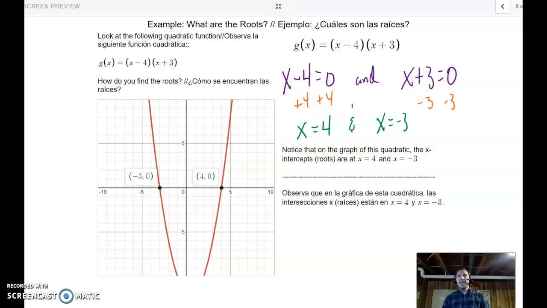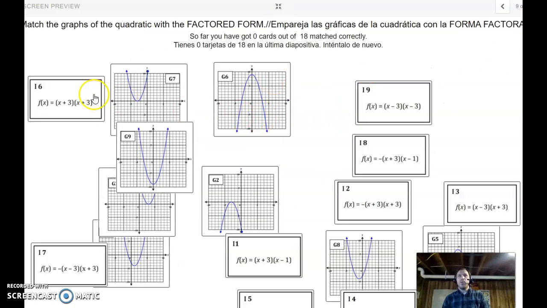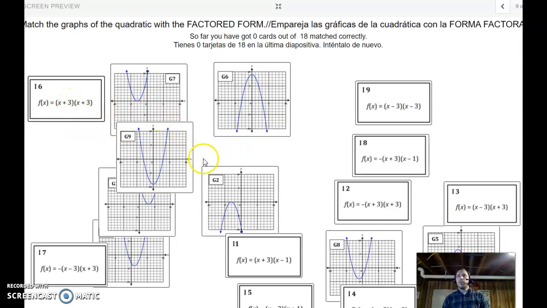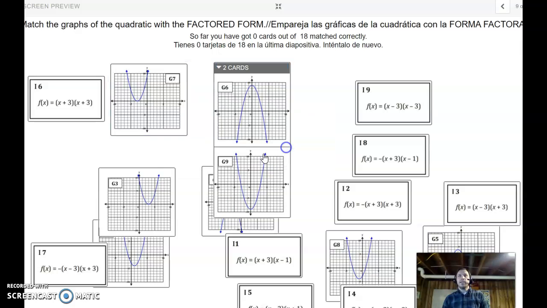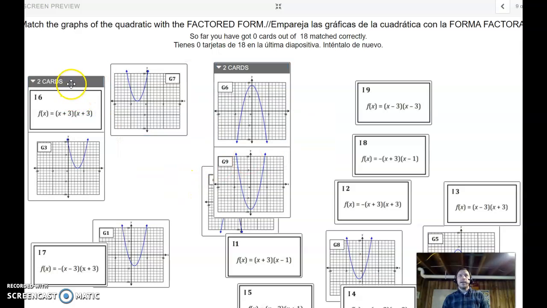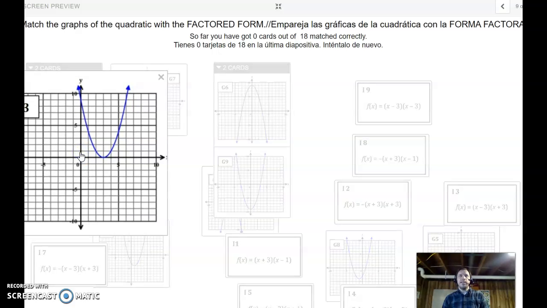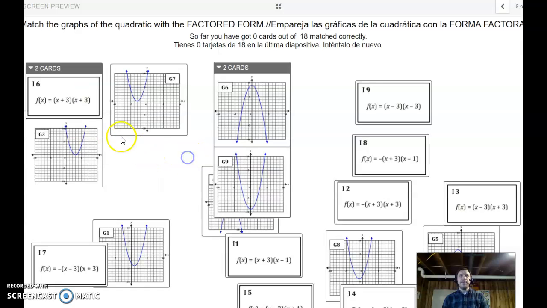All right, so then on this next matching group, I want you to match these up with its identity, right? So (x + 3)², that has a double root at -3. And since it's positive, it opens up. And so let's see, here we are, (x + 3) times (x + 3). If you're struggling, go ahead and open up your Desmos graphing calculator, and you can just type these in and then match the graphs that way as well.